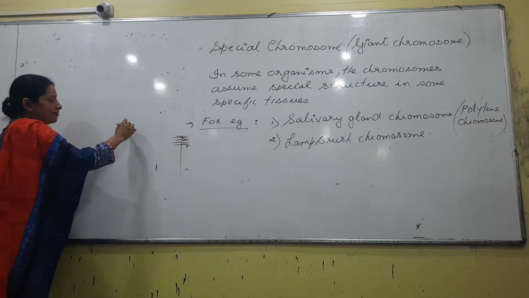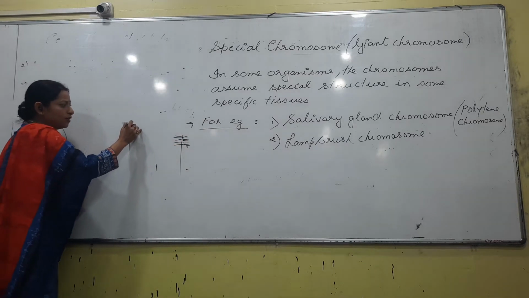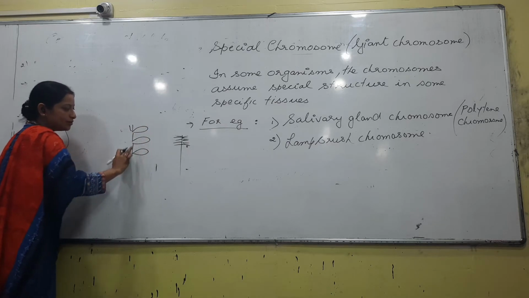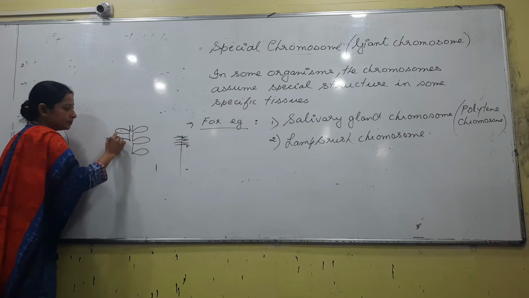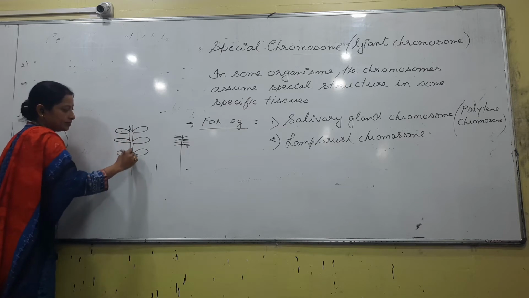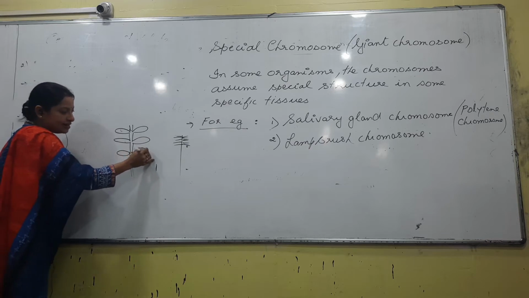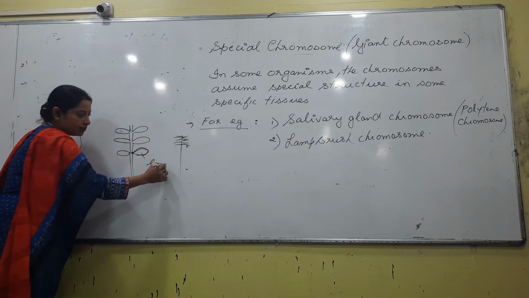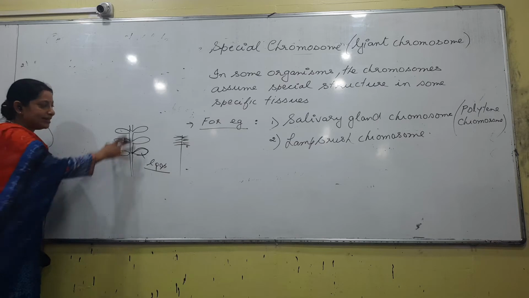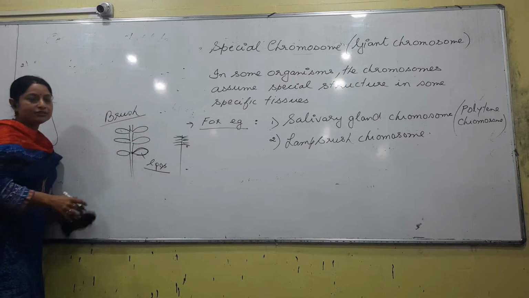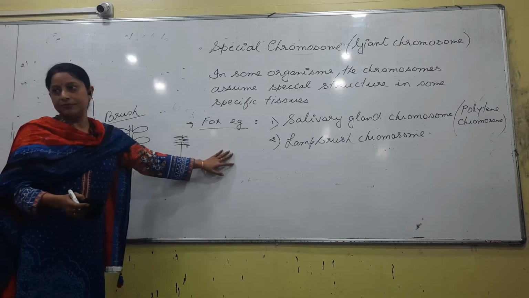So we will have a chromosome where two chromatids are there. So these are the two chromosomes. Chromosomes at certain points form loops, and ultimately the entire structure will look like a brush, and so it is called lampbrush.